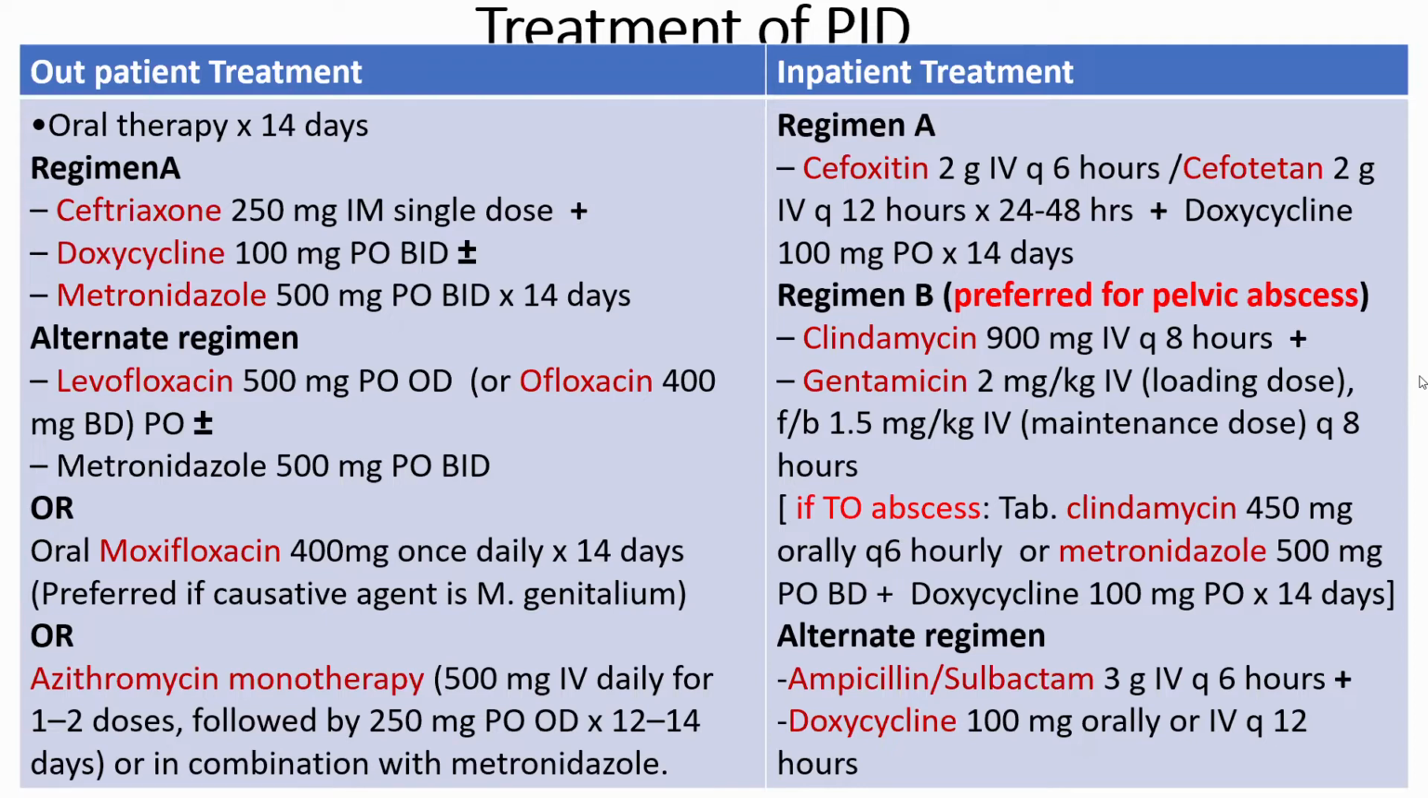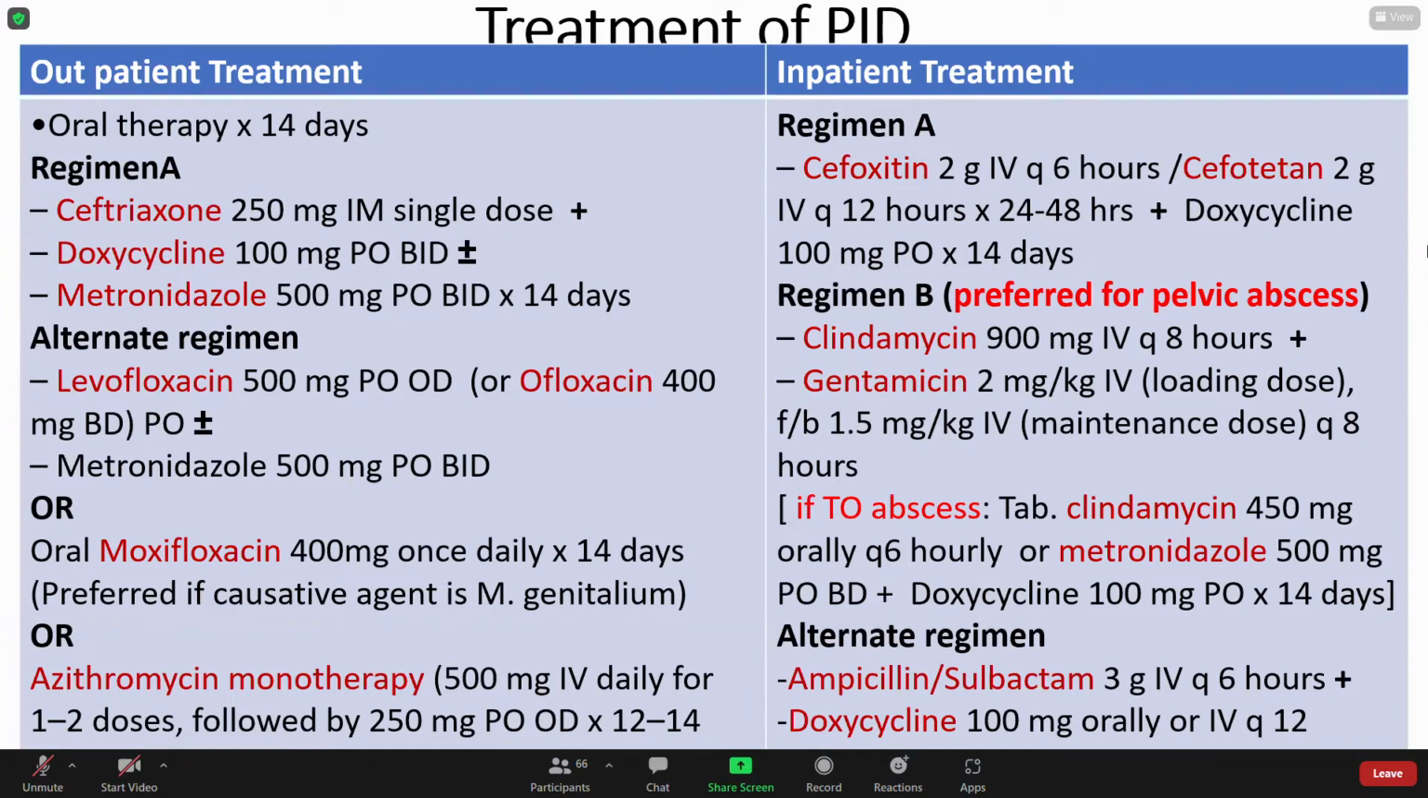Now regarding the inpatient treatment, IV therapy should be given. Cefoxitin 2 gram IV 6 hourly, or cefotetan 2 gram IV 12 hourly. It is followed by doxycycline for a total of 14 days.